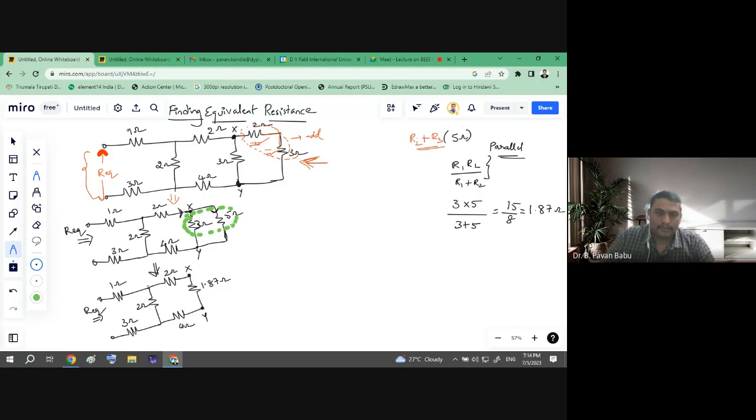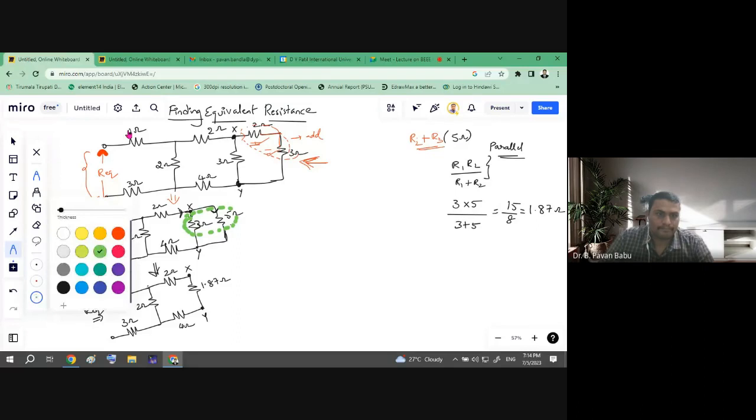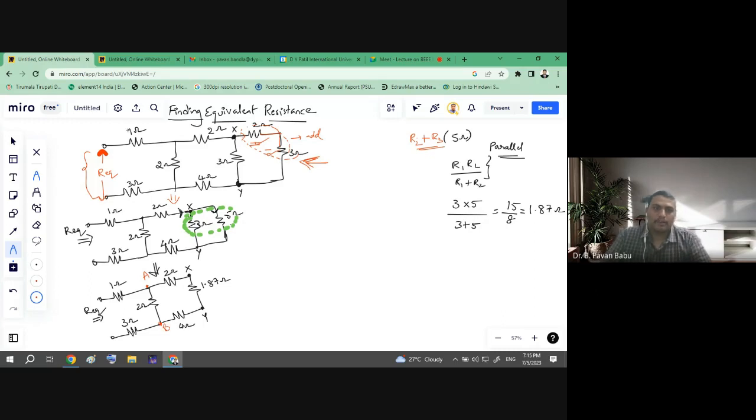So again, I just highlight here. Okay. So now what about these three elements? So that is, let us consider, so this is point A and this is point B. So between points A and B, how about these elements, a connection here? 2 ohm resistor, 1.87 ohm resistor and 4 ohm resistor. All these three are connected in series, right?